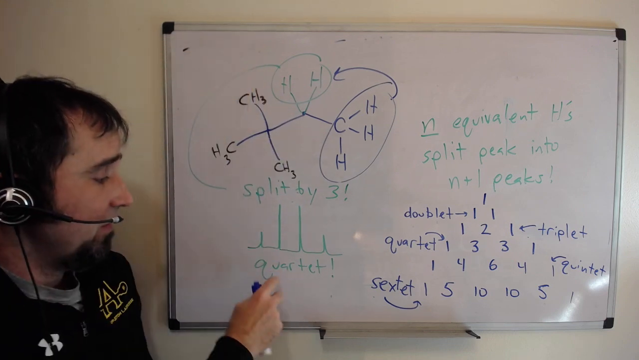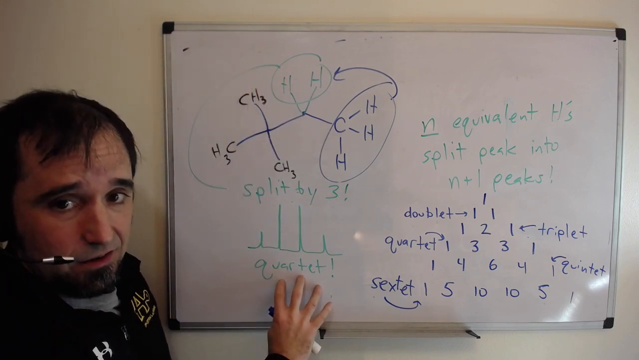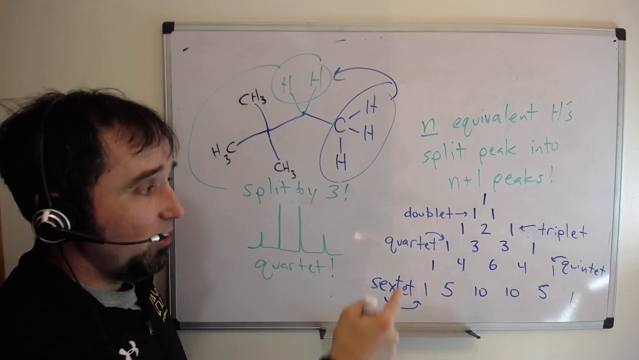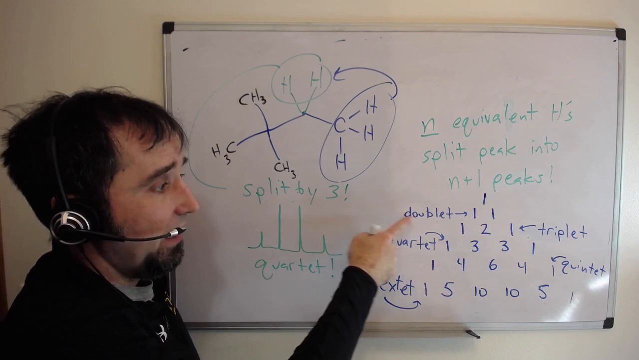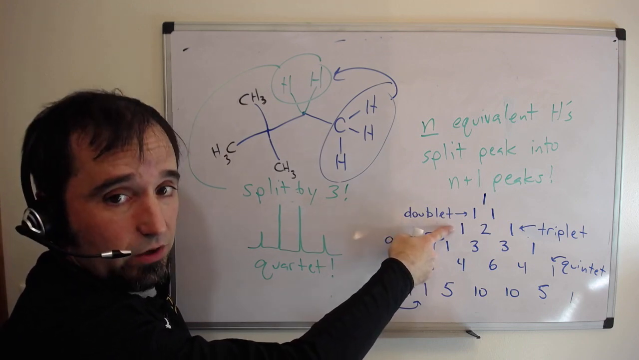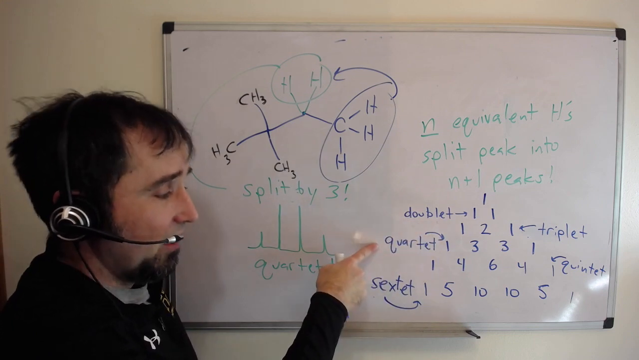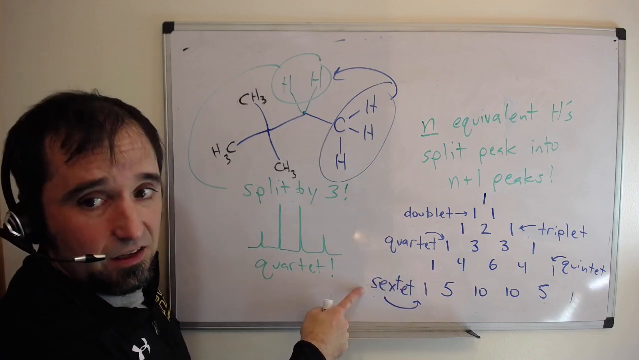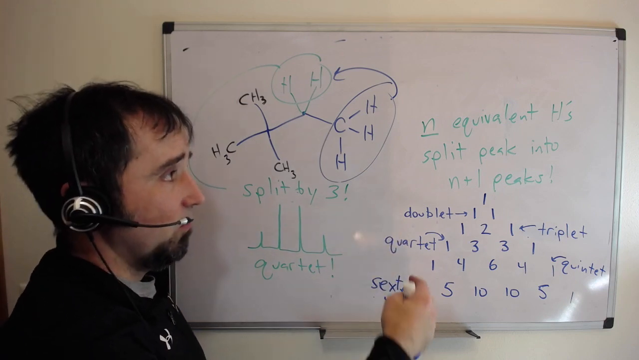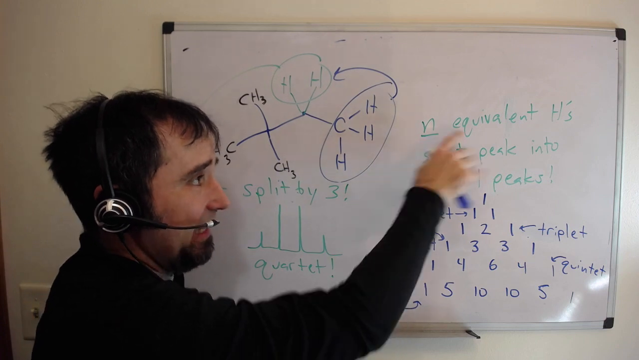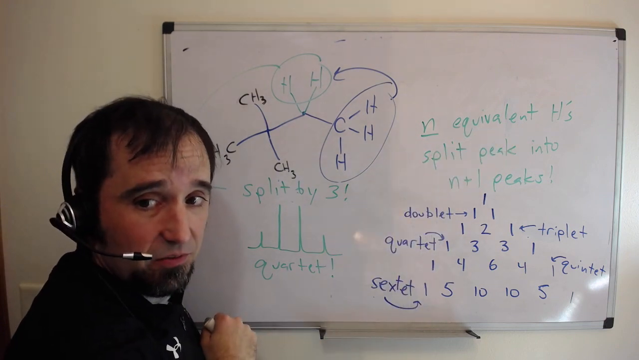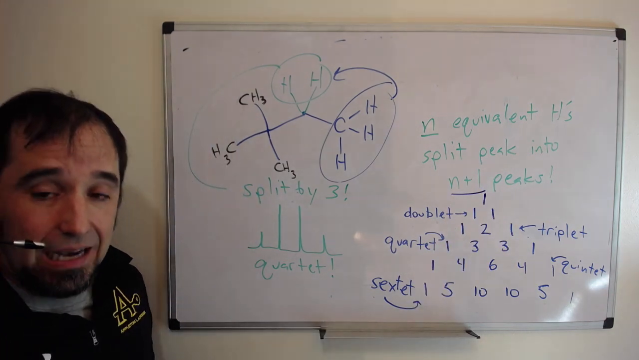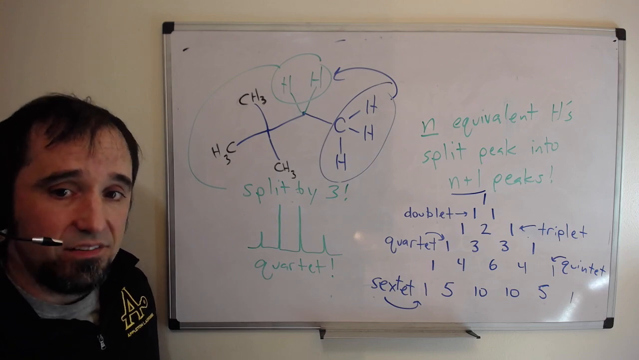And it turns out that that will look like a quartet. Remember, I started off with 1 peak going to 2, going to a doublet, because it was split by 1 hydrogen. If it's split by 2 hydrogens, then I go to a triplet. If it's split by 3 hydrogens, I go to a quartet. If it's split by 4, it's a quintet. If it's split by 5, it's a sextet. And so on down. So in general, if I'm splitting by n equivalent hydrogens, then the peak itself is going to be split into n plus 1 peaks. So we're counting neighbors and then adding 1 to see how many peaks we have.